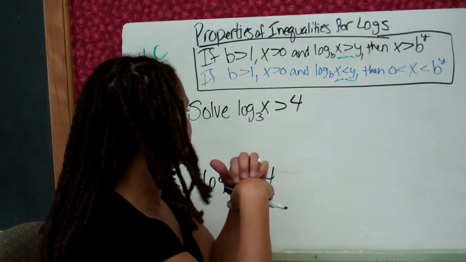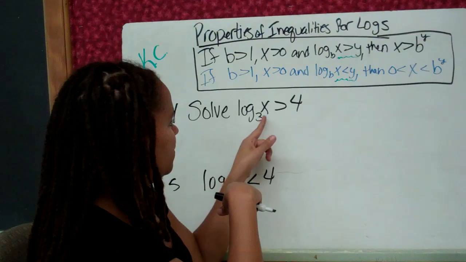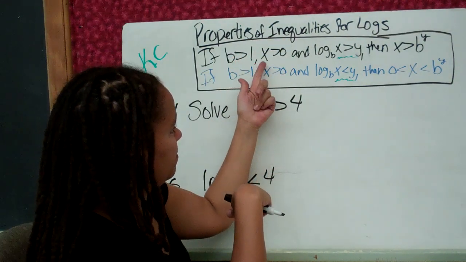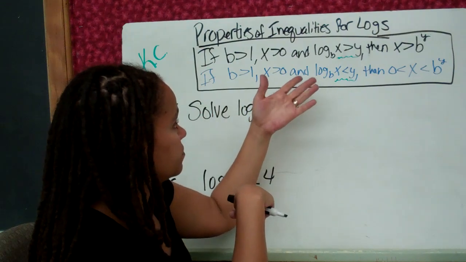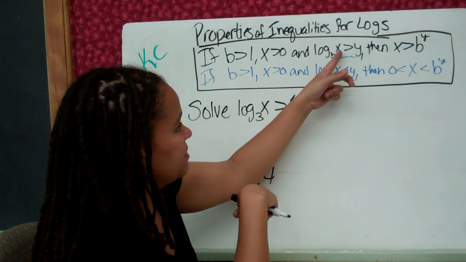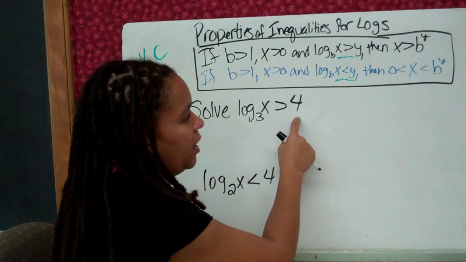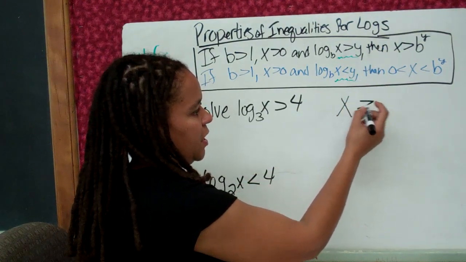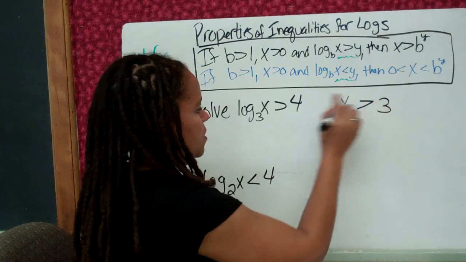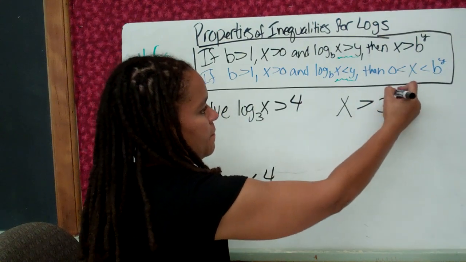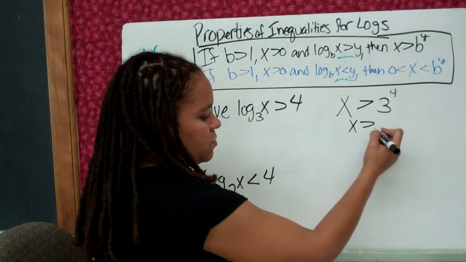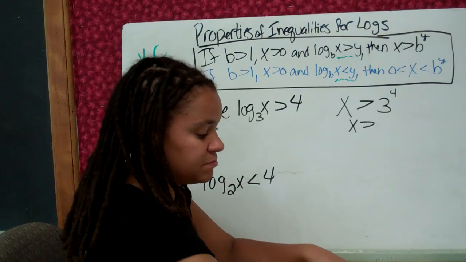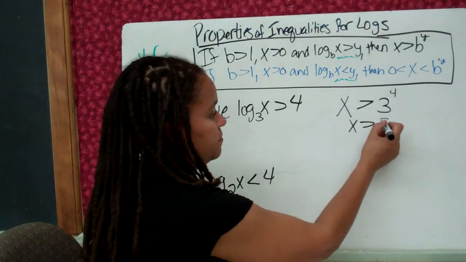Let's see how both of these work quickly. Solve log base 3 of x is greater than 4, so let's see which one we're using. B is greater than 1, yep, and x is greater than 0. And log base b of x is greater than y, okay, so now we can use this. X is greater than b to the power of y. X is greater than 81. So you can stop there. That's literally all you have to do.